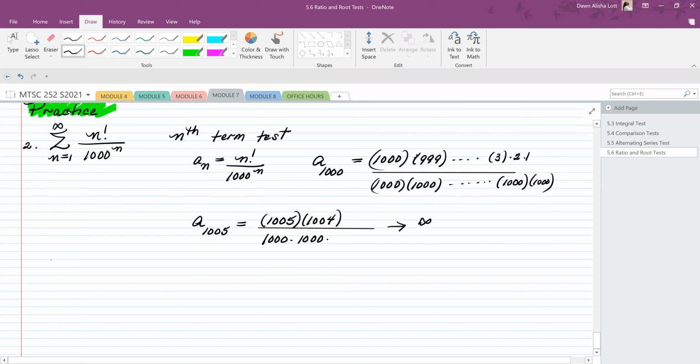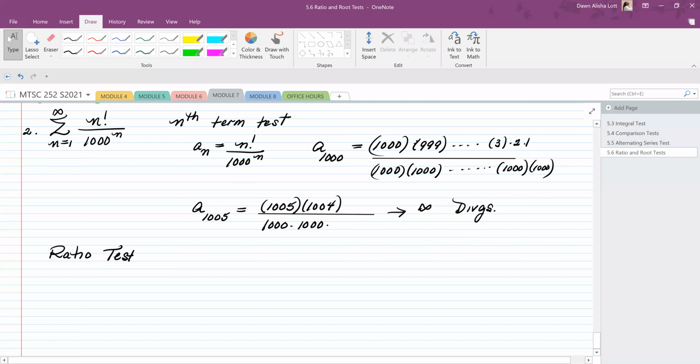Okay, but if we use the ratio test, we're going to let... Yeah, I was going to say, why does it always stay 1,000 on the bottom? Because the bottom is 1,000 to the n.